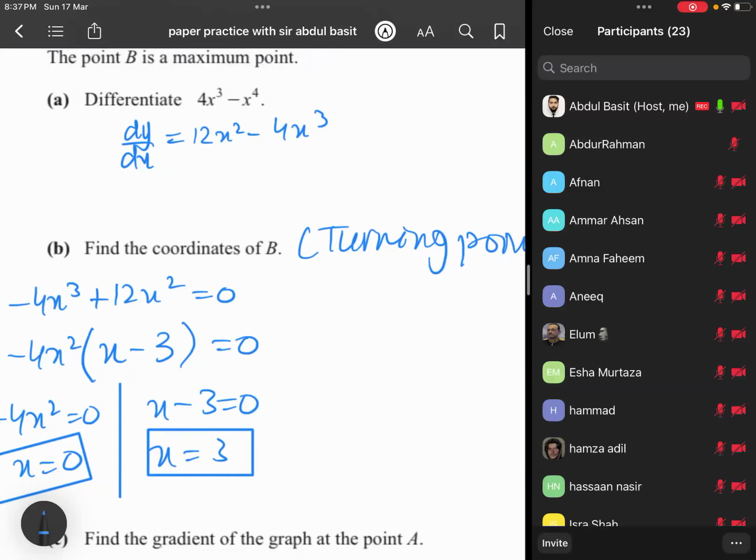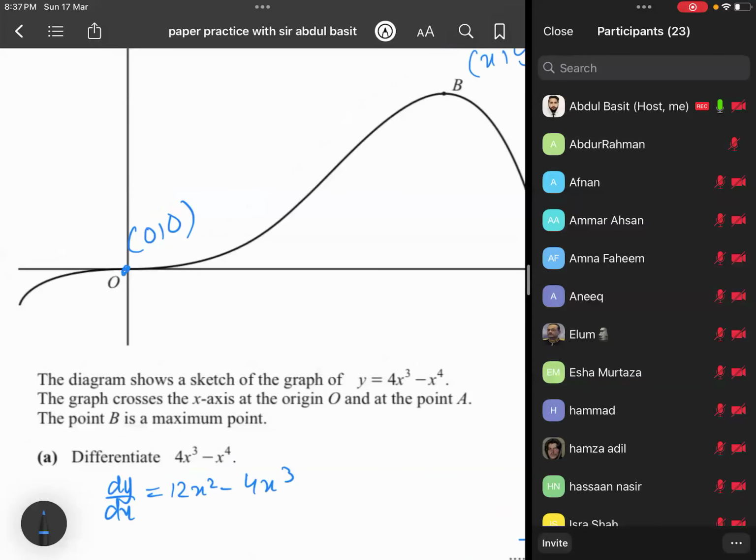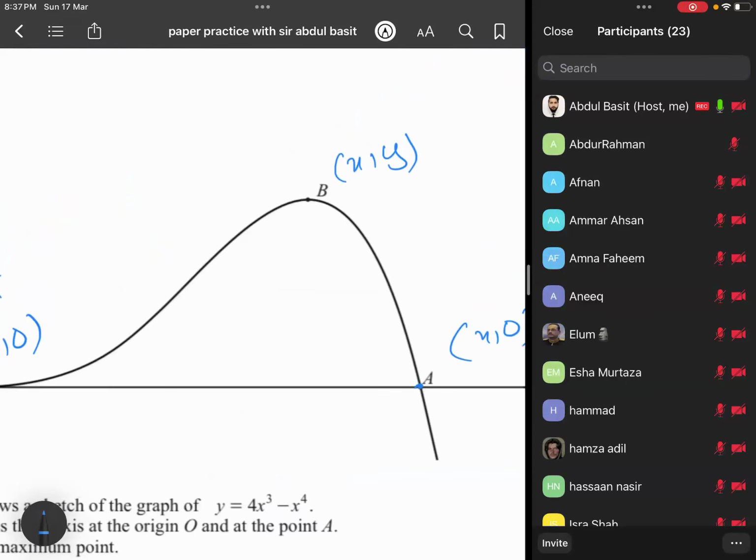Ahmad, you can see that the graph turned two times. One is the origin, that is turning point 1. Yes or no? जी सर. Got it? And this is also a turning point. B is also a turning point. Two turning points. And I got the value of x equals 3.